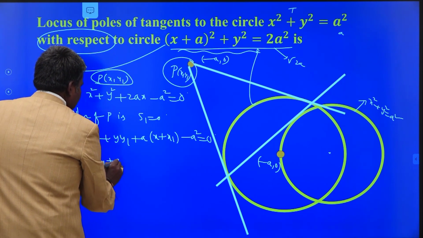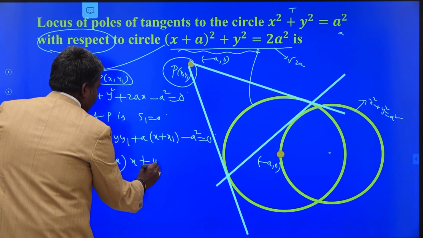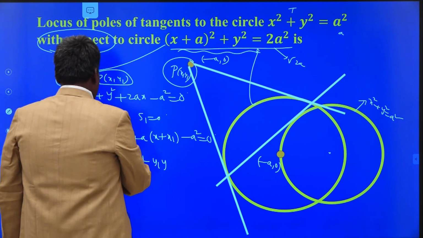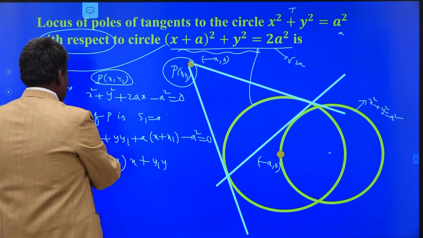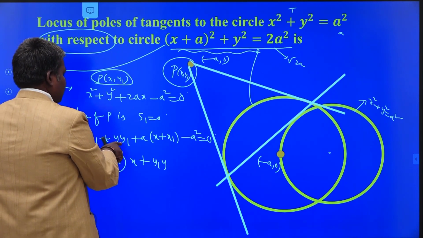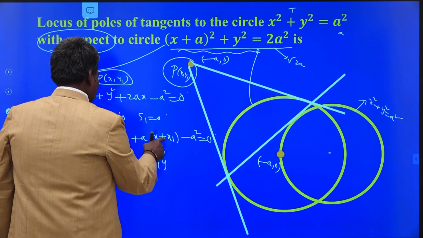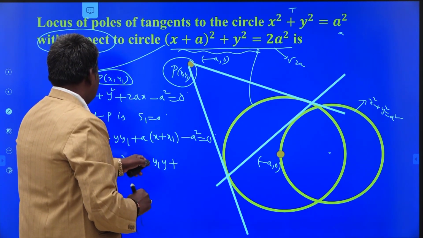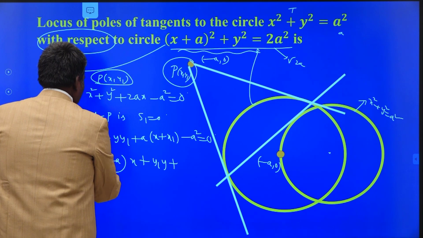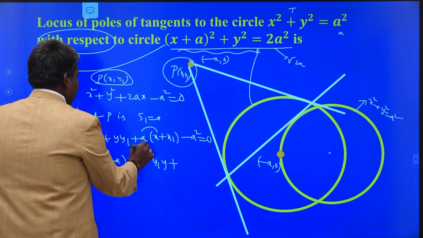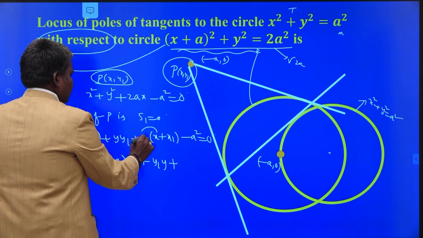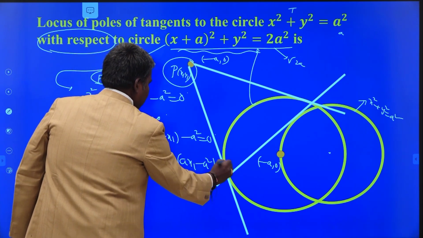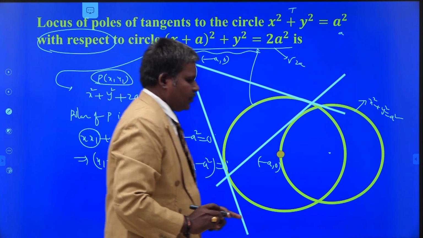This implies x1 plus a times of x, plus y1 y, plus a x1 minus a square. Here x x1 and a x together give x1 plus a into x, plus y y1 is here, plus a x1 minus a square. This is the entire constant. This is my polar equation.